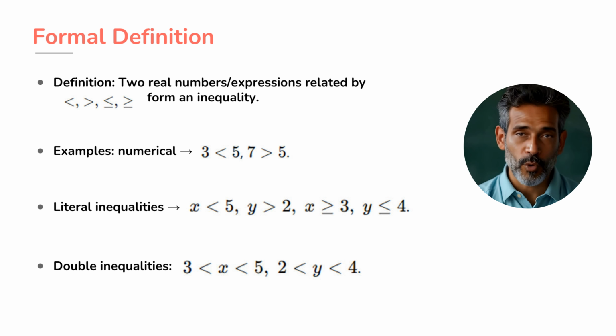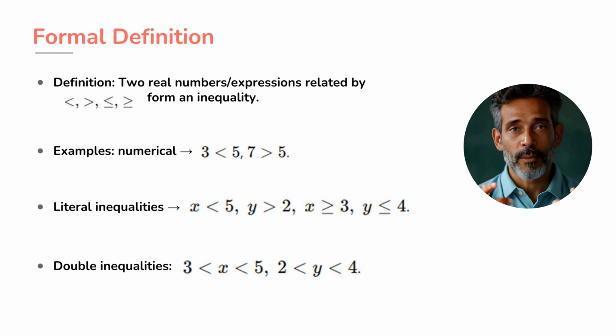Sometimes we chain inequalities. For example, 3 < x < 5, meaning x is greater than 3 and less than 5. Another example, 2 < y < 4. These are called double inequalities. So equations tie down a single value, but inequalities describe a whole set of values.